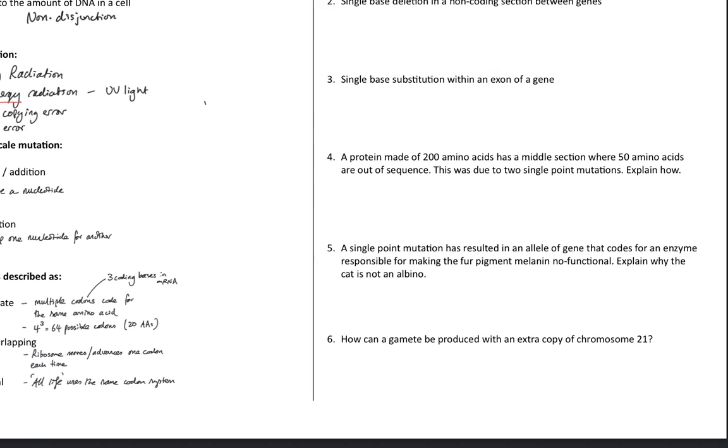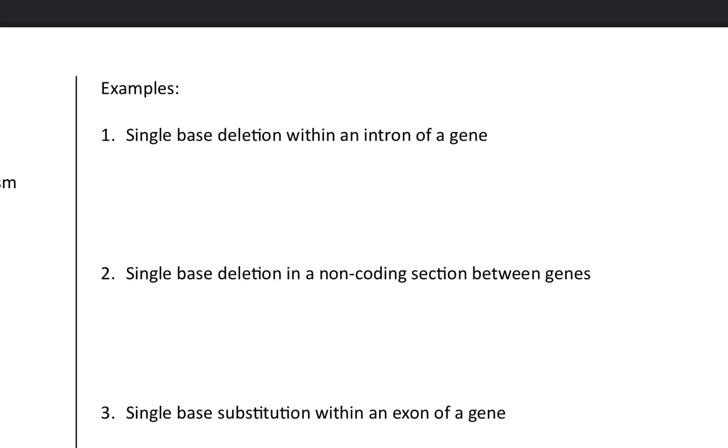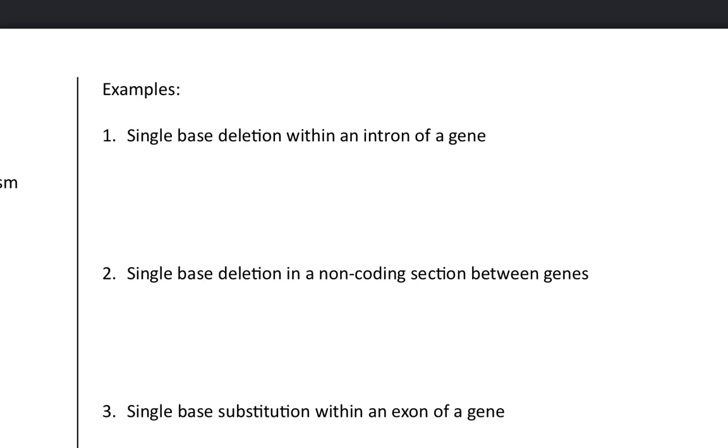So let's look at some examples, because this is where the interesting bits are, I think. So let's do our first one. So we've got a single base deletion within an intron of a gene. Well, introns, these are non-coding. They are removed in splicing. So it never reaches a ribosome. So it's going to have no effect. When we do splicing, we remove introns, we join the exons together, and therefore there's no effect. So this has no effect on protein.